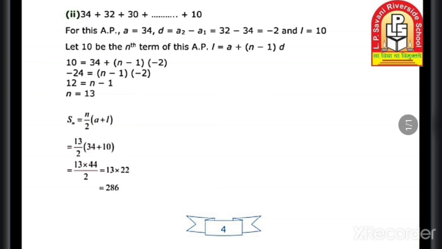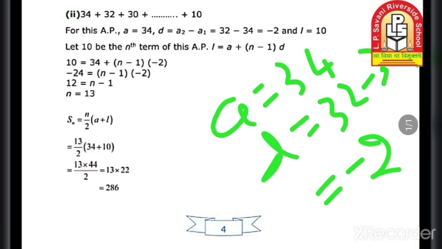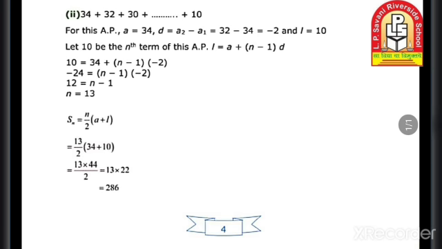Okay, so 34 plus 32 plus 30 plus up to 10. So A is equal to 34. Then D is equal to 32 minus 34, that is minus 2. Then L is the last term, so L is equal to 10.